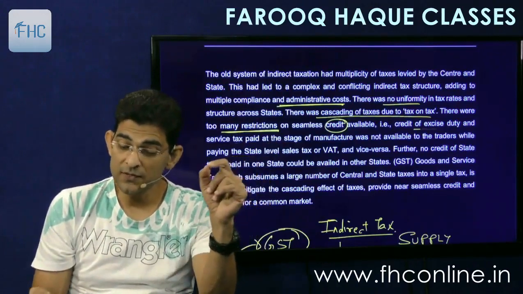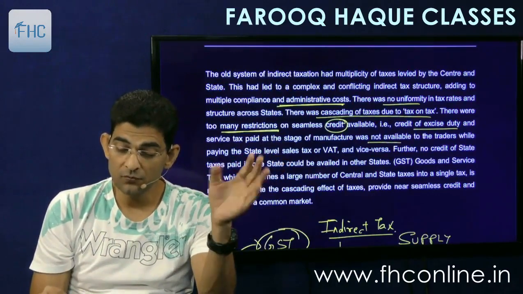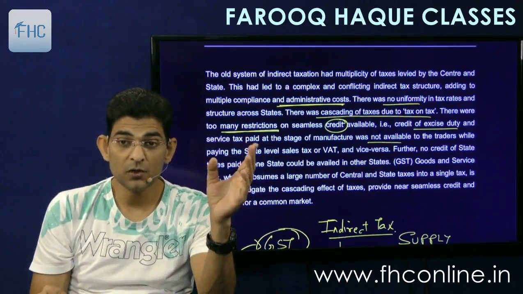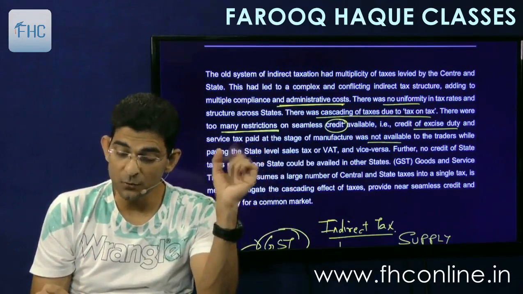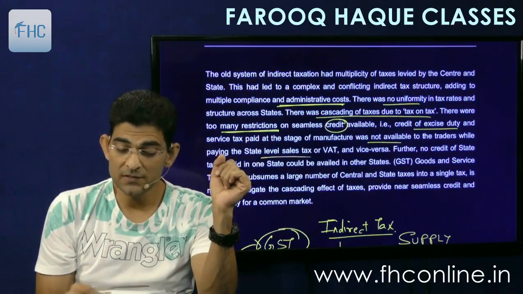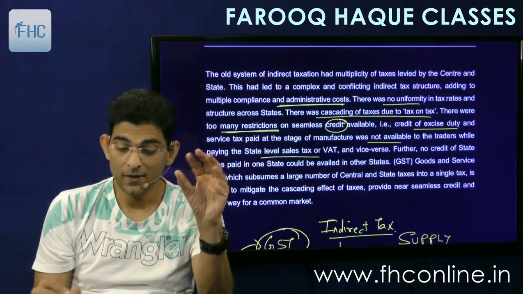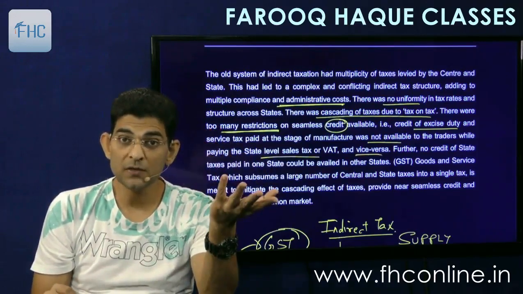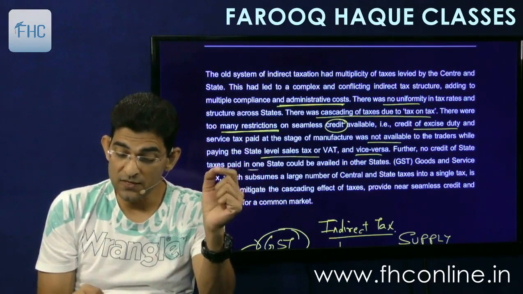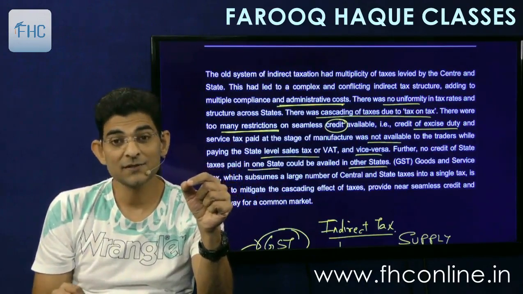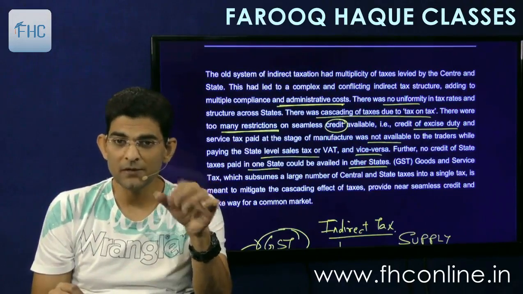Like it is given, credit of excise duty and service tax paid at the stage of manufacture was not available to the traders. Traders were not allowed to take excise duty credit because they didn't have excise duty on their output. I'll explain this point. While paying state level sales tax or VAT, excise credit could not be set off against VAT, and vice versa. VAT credit could not be set off against excise. Further, no credit of state taxes paid in one state could be availed in other states. Now this problem still exists in GST, but it can be resolved. I'll tell you how.